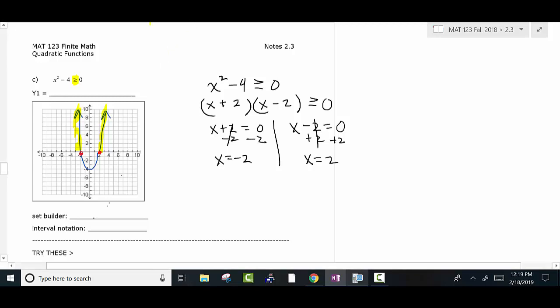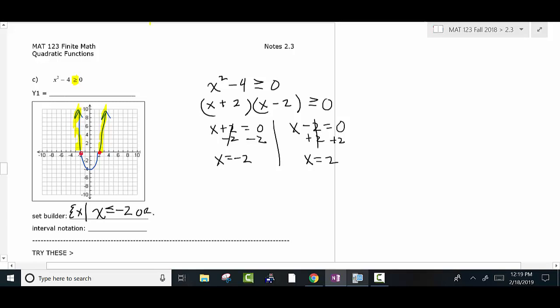And then if you do this in set builder notation, it'd go like this. This is the background stuff. I'm not sure if everybody understands or not. So what we're doing is we're less than -2. When we're less than -2, the graph's above. So we would say x is less than or equal to -2.